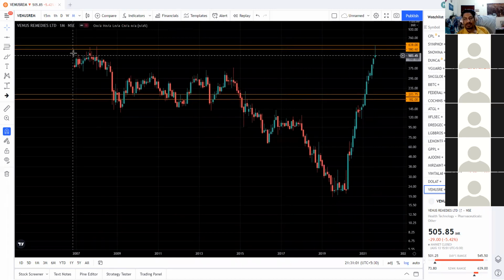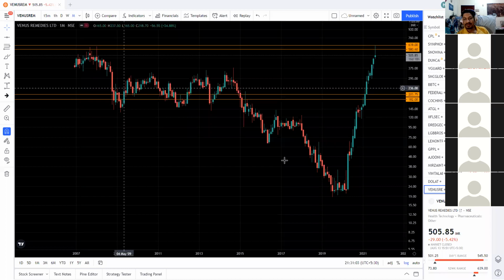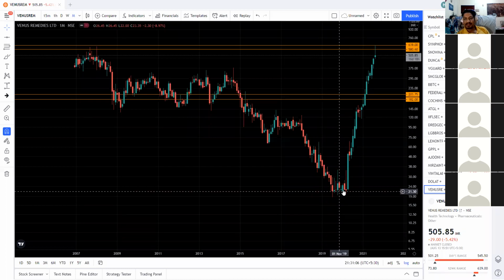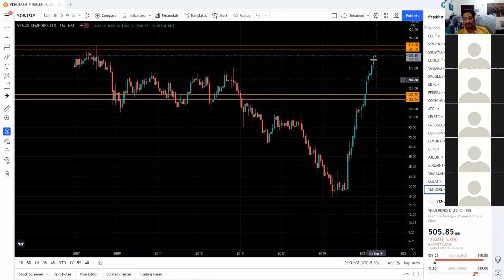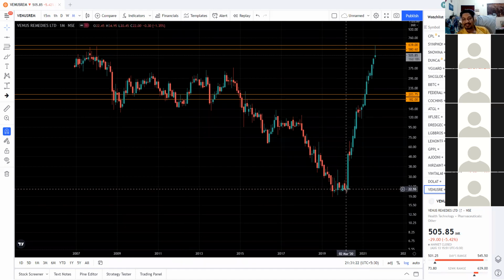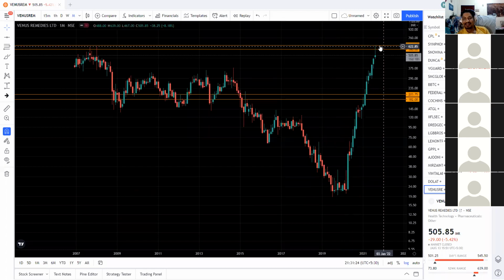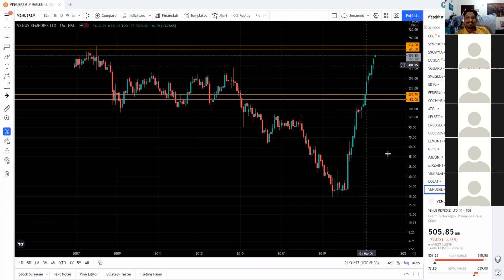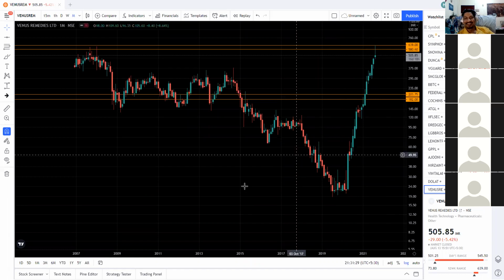Okay, this looks interesting, right? It took 14 years to go from 600 to 20 rupees, and it took just 1 year to go from 20 rupees to 600 rupees. This is the volatility we are playing with. Now you start imagining, I could have invested here, I could have retired here. So this is the market.